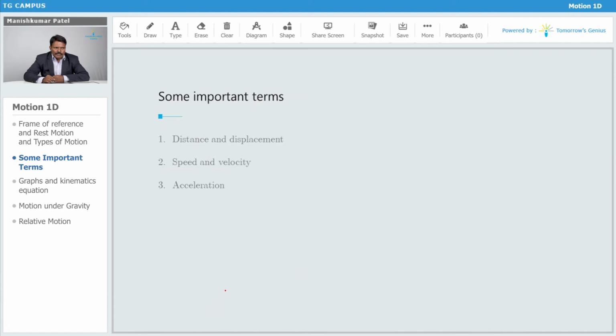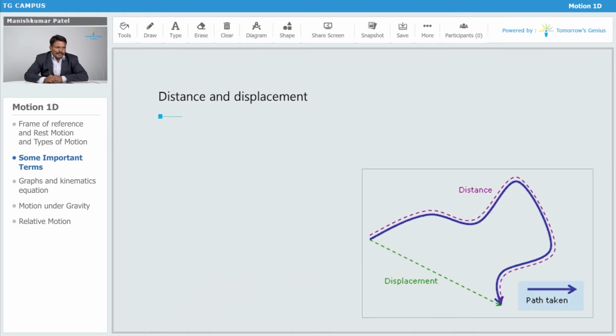Now let's discuss a few basics and very important terms. The first one that we will study is distance and displacement. What do you mean by distance and displacement? What is the difference between distance and displacement? So obviously we know that.